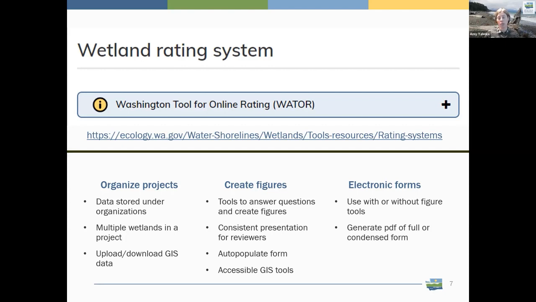It's housed in Washington's Secure Access Washington data platform, and there are some nuances to how you sign up for it. So if you're interested in accessing WATER, please go to our wetland rating system webpage that's listed there and follow the instructions that are posted to get into WATER.